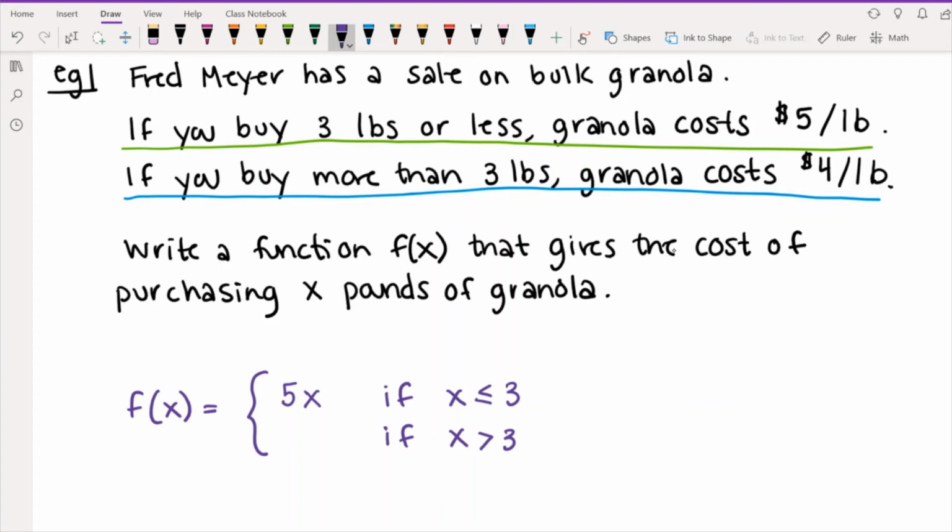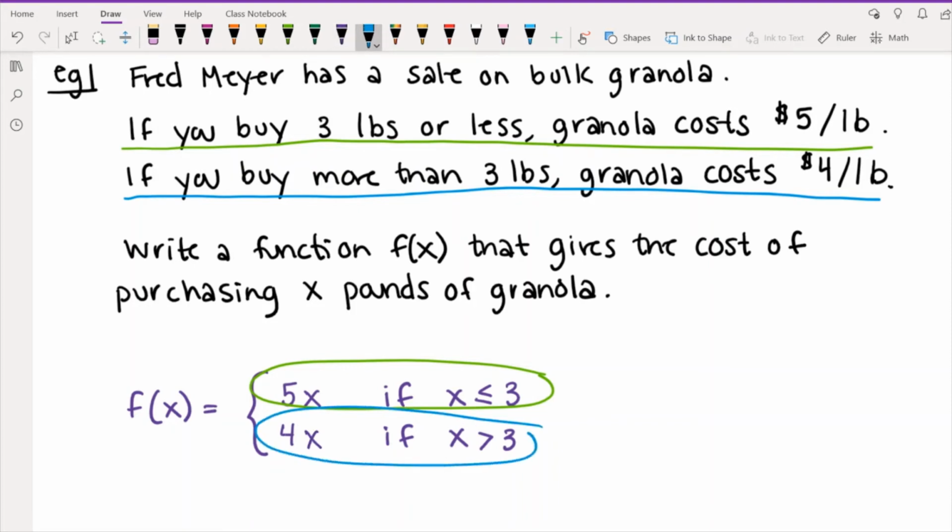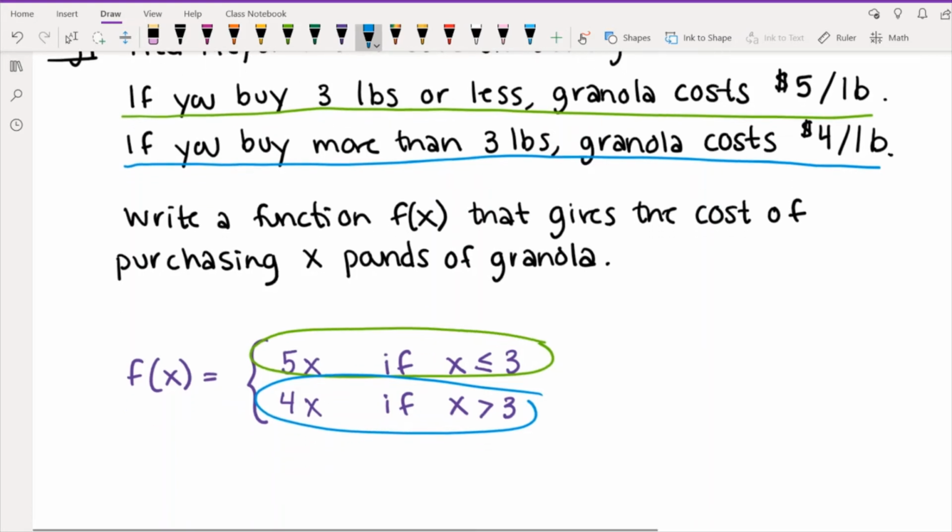On the other hand, if you're buying more than 3, so this was our first part. Now let's say you're buying more than 3 pounds. Well, now the rate changes. So now it's $4 a pound. And so that means that we're going to be doing 4 times the number of pounds instead of 5 times the number of pounds. So let's make sure that this kind of makes sense.